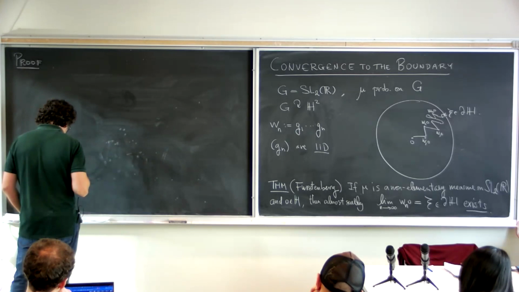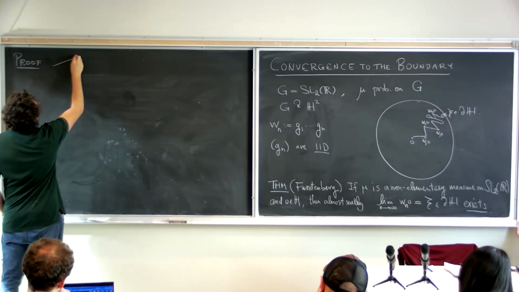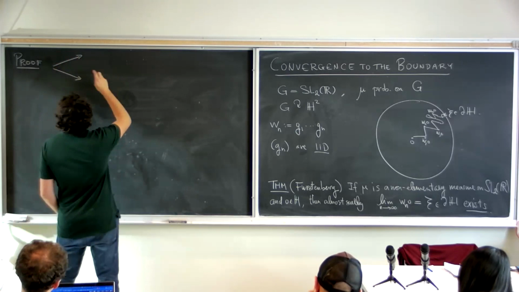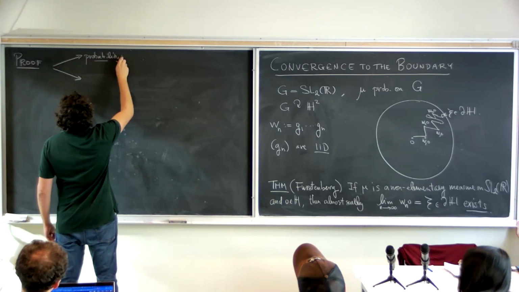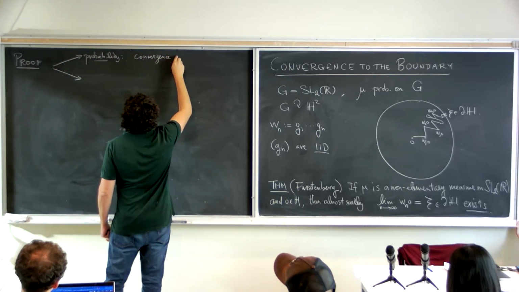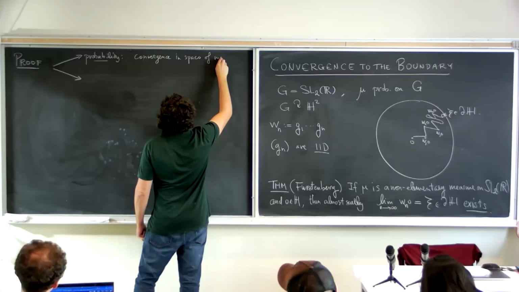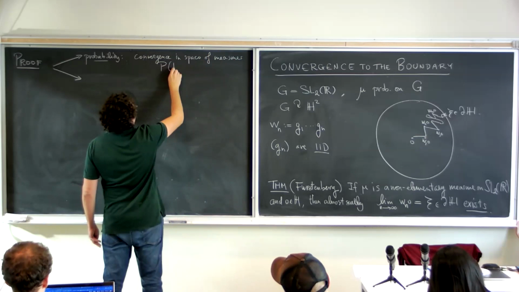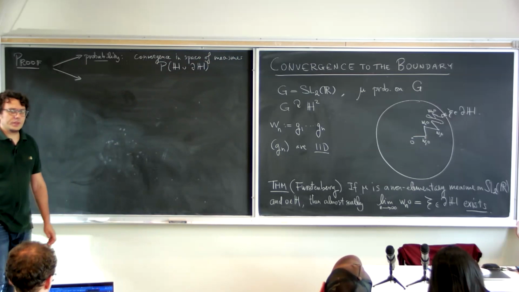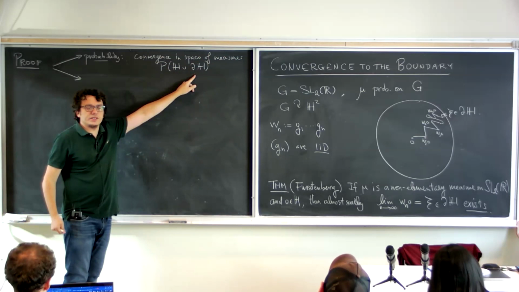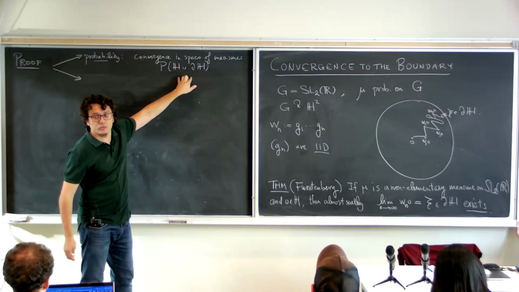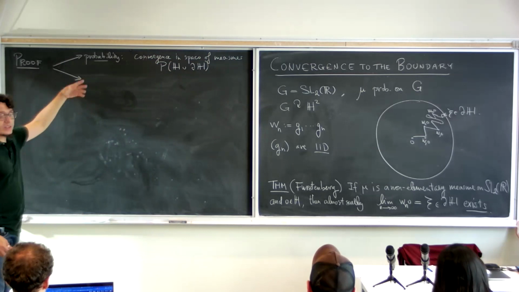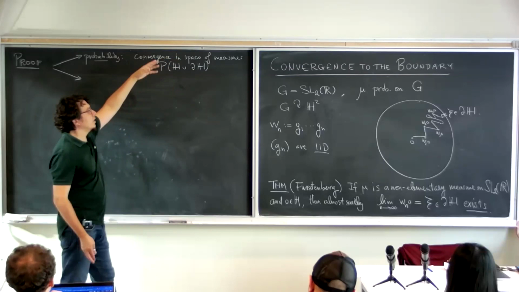Okay. So yeah, there are two sets of inputs. So on the one hand, from the probability, we will see that there is convergence in the space of measures. So we look at the probability measures on H union its boundary. So you see, this is a nice compact metric space. So we can look at the action of the group on the space. And there would be a stationary measure. And then we can start looking at convergence of this when you're taking iterates of the stationary measure. We'll make this precise.